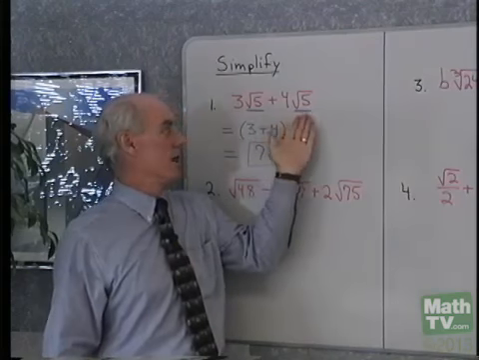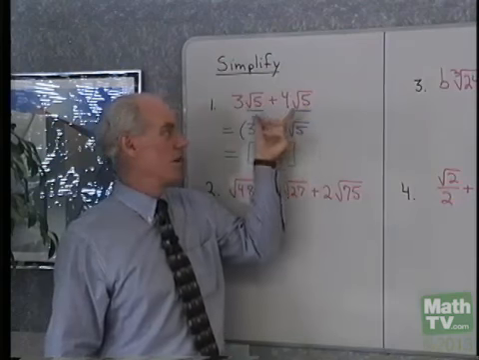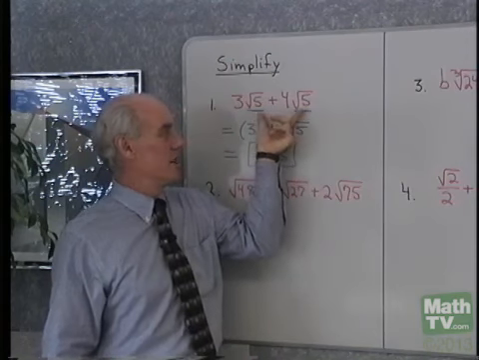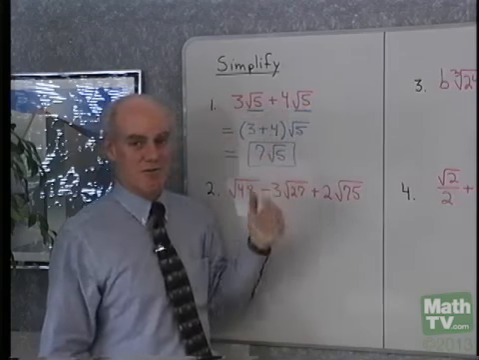So we combine radical expressions in much the same way that we combine similar terms. Now I'll call these similar radicals because it's the same radicand and the same index here. They're both square roots and what's underneath is 5. If those are exactly the same in both expressions, then we combine them by simply adding these coefficients. 3 and 4 is 7.